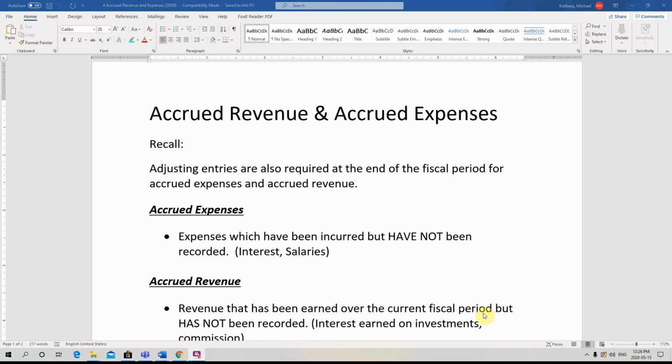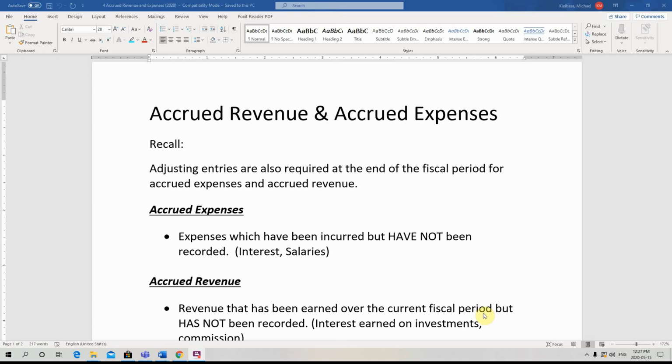All right, so this lesson is on adjustments for accrued revenue and accrued expenses. Accrued simply means built up. Now, the adjustment for accrued expenses is an expense is going to be debited and a payable is going to be credited. So it's always an expense and a payable. For accrued revenue, it's always going to be a receivable and a revenue account. Okay, so a receivable and a revenue account.